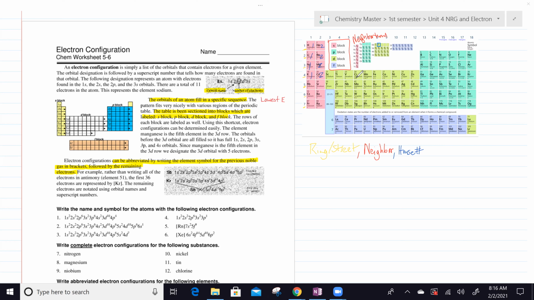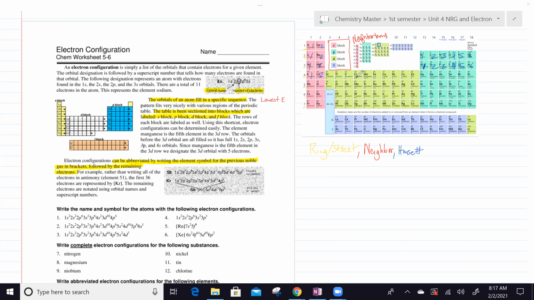6. So remember, P neighborhood is these kind of greenish blue ones. So you got 1, 2, 3, 4, 5, 6. In the P neighborhood, these all have 6 houses. So for example, if I look at aluminum, he lives in the first house. But if I look at sulfur, he lives in the 4th house.